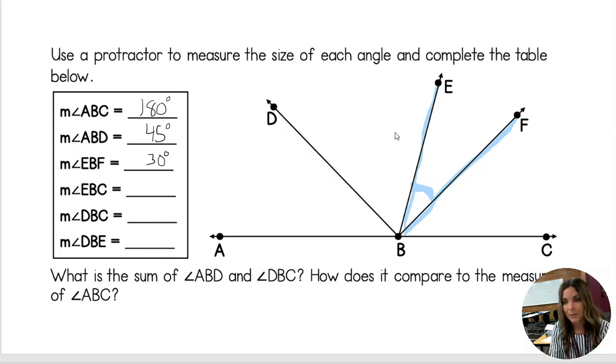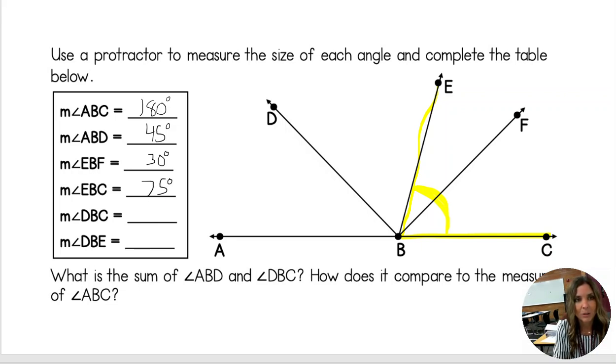Okay, let's go to the next one. For the next one, we have EBC. Let me trace that angle in for you. EBC, we start at E. So that is this angle right here. The measure of that angle, EBC, is 75 degrees.